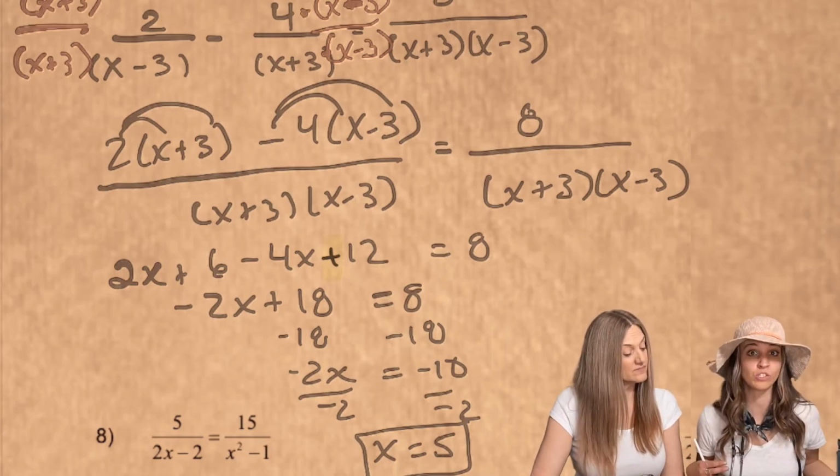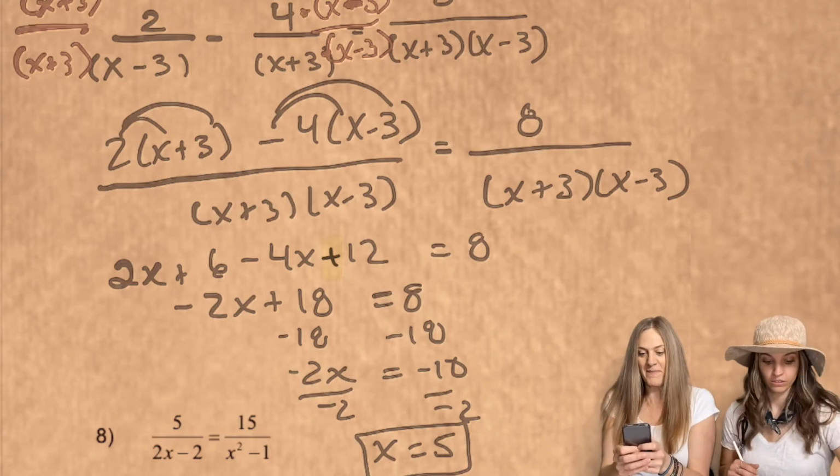Solved the equation, got x equals 5. Kate, try x equals 5. Man, we're getting good at this.